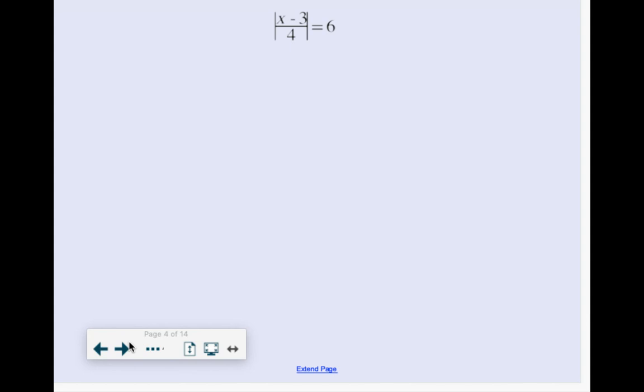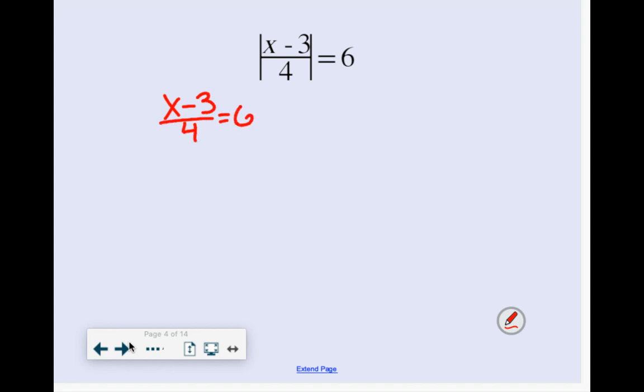Okay, and that looks really small, so let's see if I can, there we go, make that a little bigger. The absolute value is the only thing on the left side, so it's already isolated. So what we're going to do is jump straight into splitting it up into two equations. x minus 3 over 4 equals 6. x minus 3 over 4 equals negative 6. And we're just going to solve both of these equations.